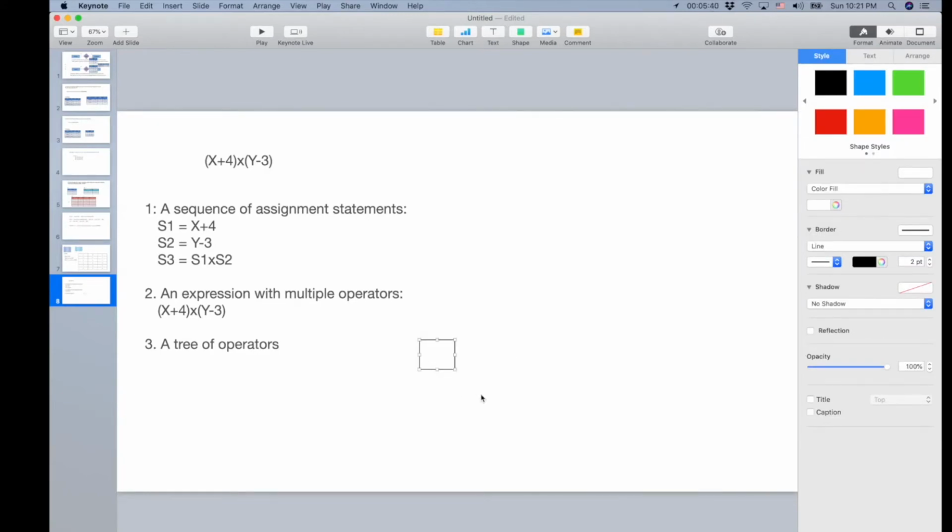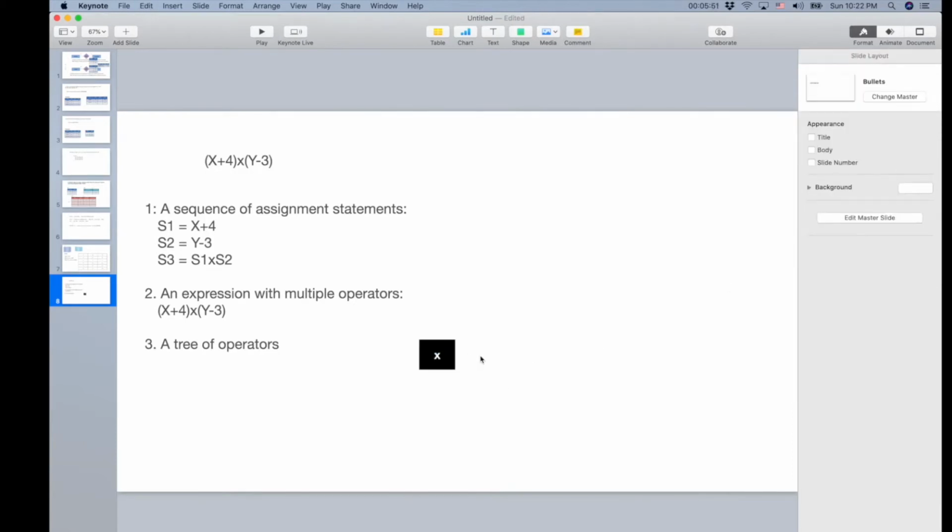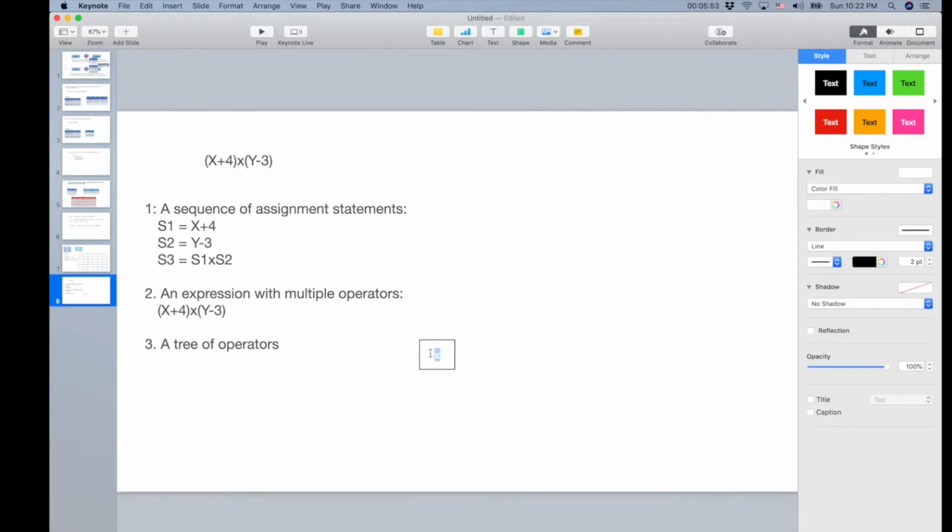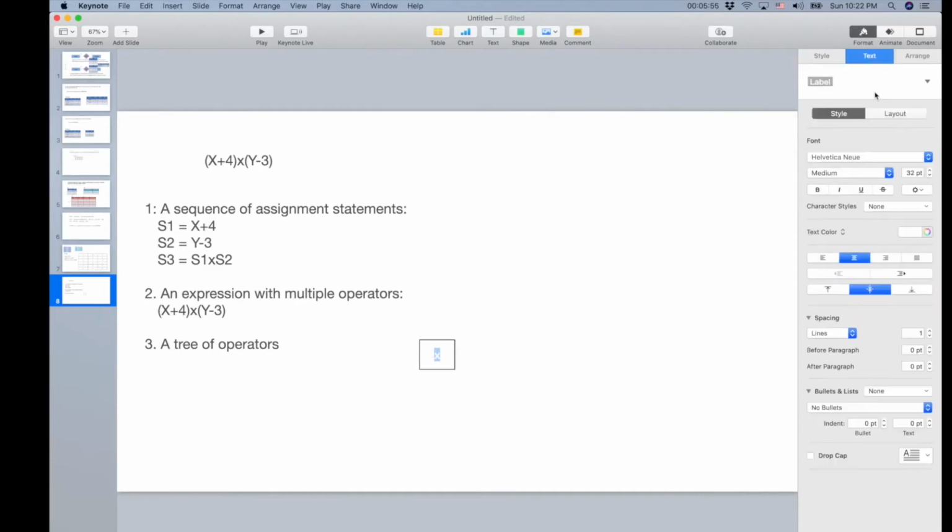The tree will have a bunch of nodes and leaves, right? So, for example, we have a tree. The first operator we have will be the product. Let me go to text, so we can change the color to black. This tree has some branches, right?